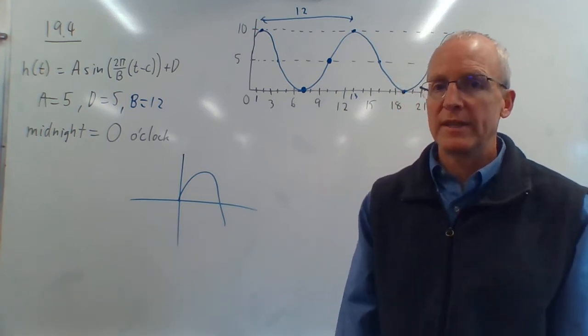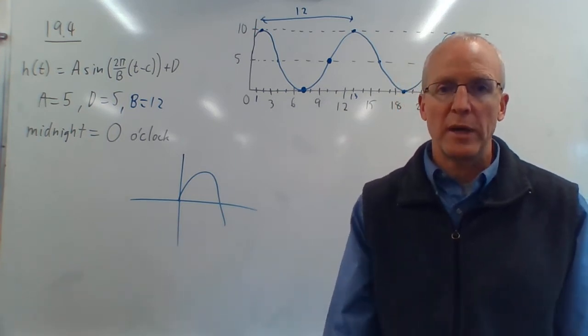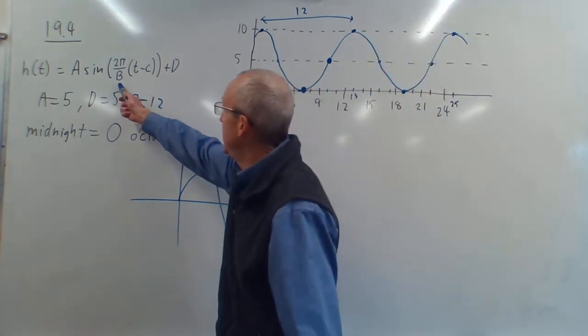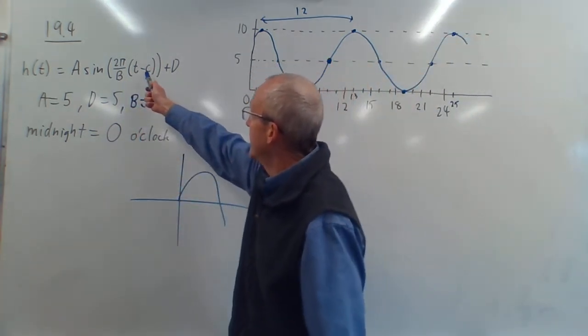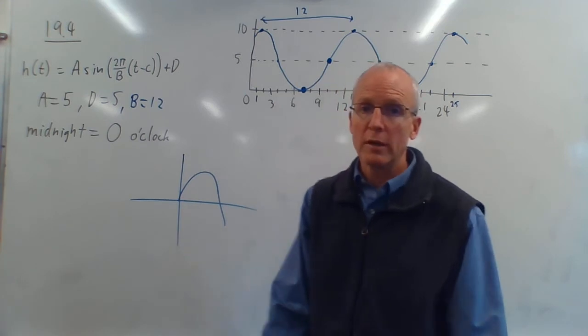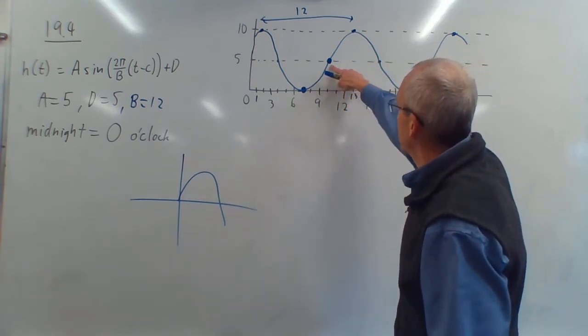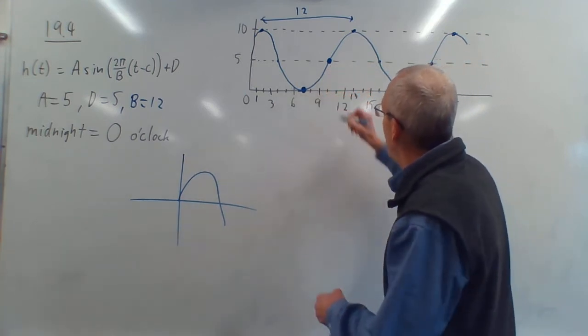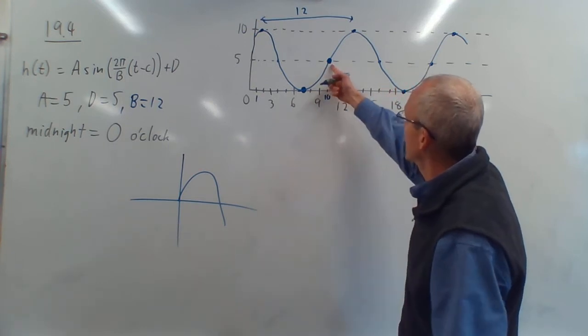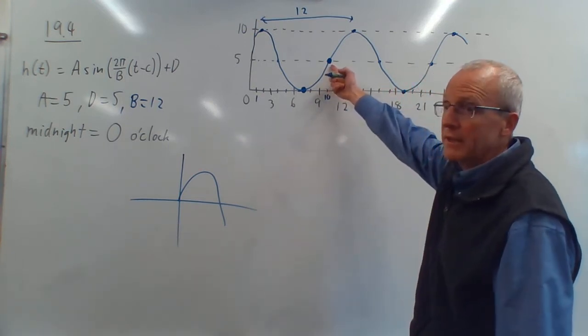Okay, the normal sine wave is period 2 pi, so that's what I was saying about 2 pi. But in this case, the period is b, which is 12. So any number here plus 12 would work. Because like here it starts going up. That's at 10 o'clock, it starts going up. But it's going to start going up again 12 hours later.